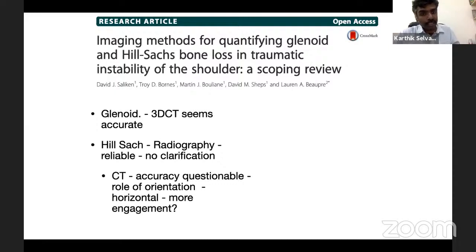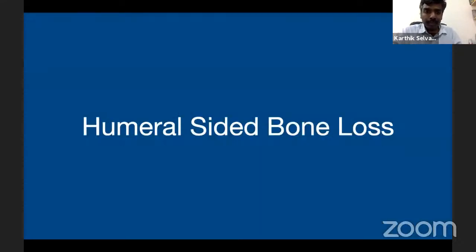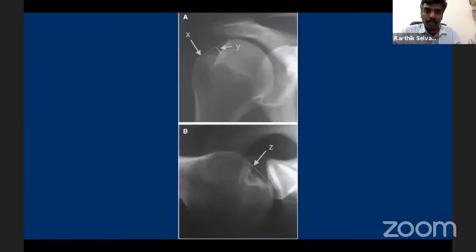And again, the measurement of Hill-Sachs bone loss is not as well documented as glenoid. So glenoid has a lot of studies, but Hill-Sachs not that much. Again, the role of orientation, as pointed out by someone, horizontal and more medial, all that needs to be taken into account. So again, as is all shown by Vivek.